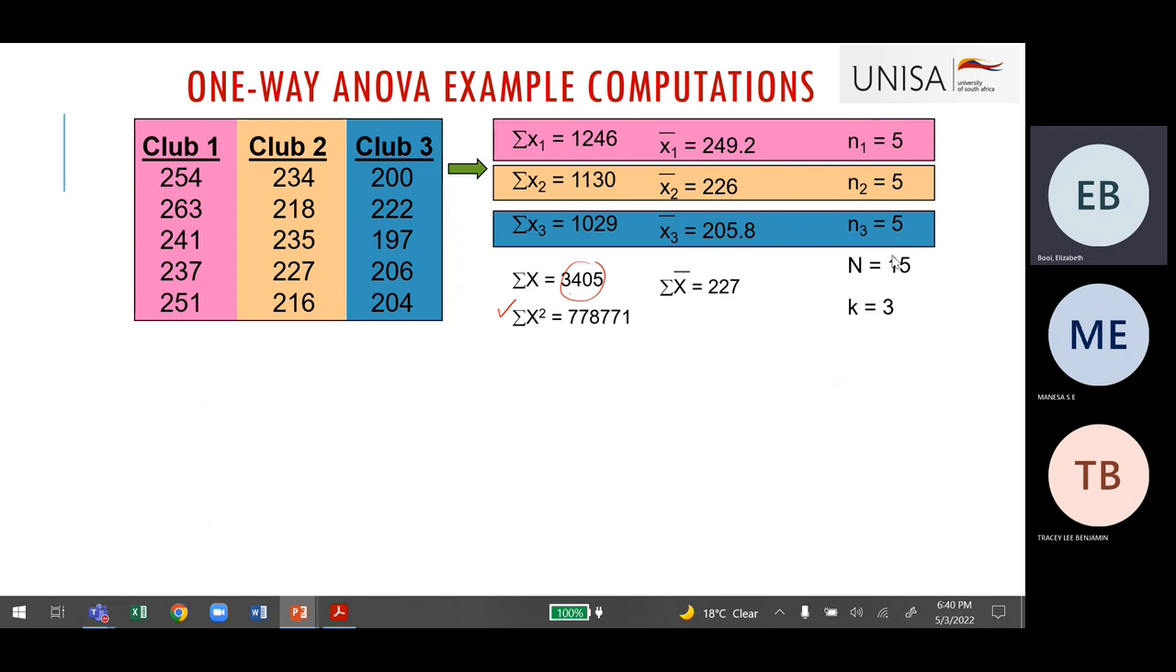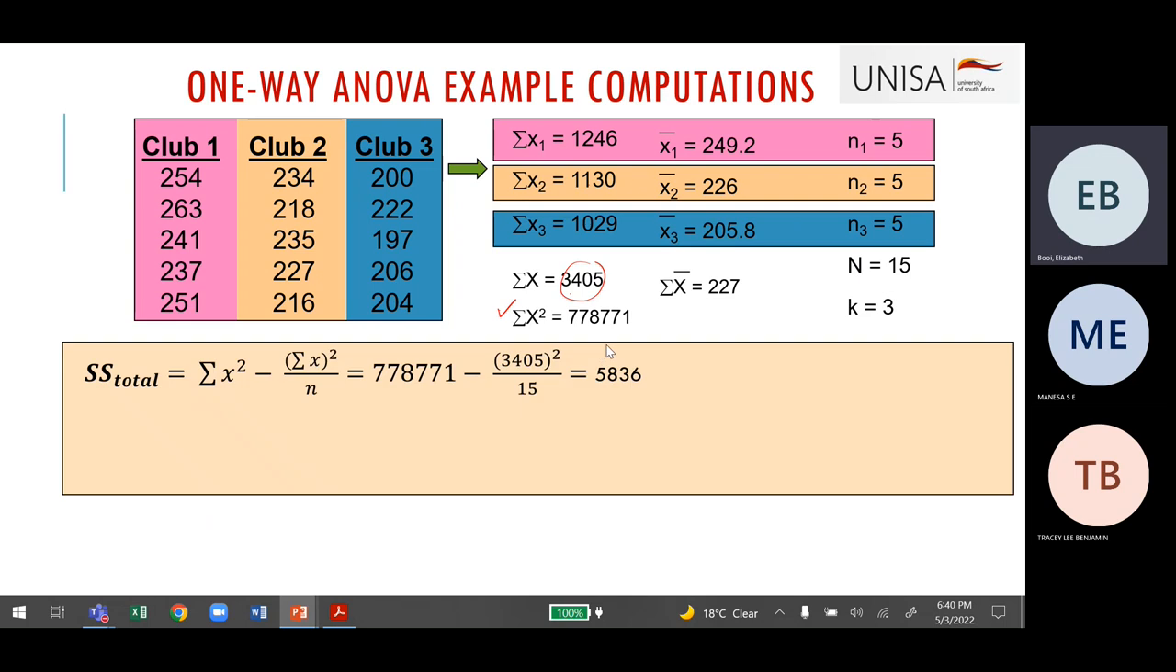So some of this we already identified in the previous slide as well. Now let's calculate the sum square total, which is the sum of X squared minus the sum of X, squared, divided by N. We did calculate that it was 778,771. I'm hoping that I am reading that correctly. There are so many numbers.